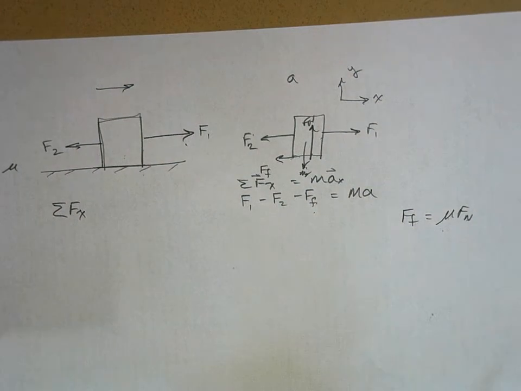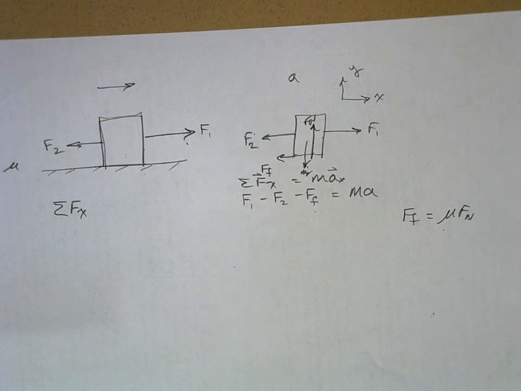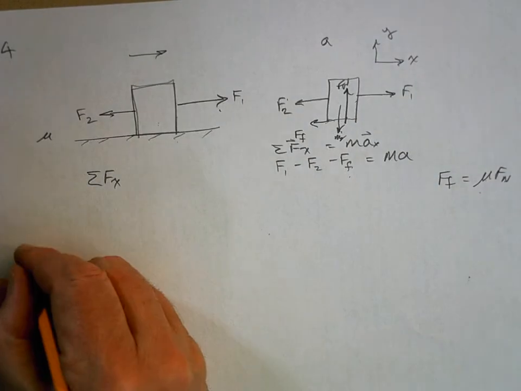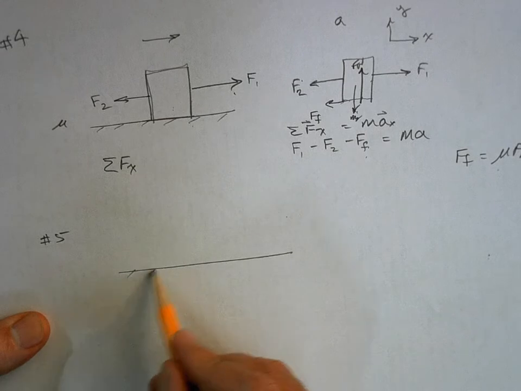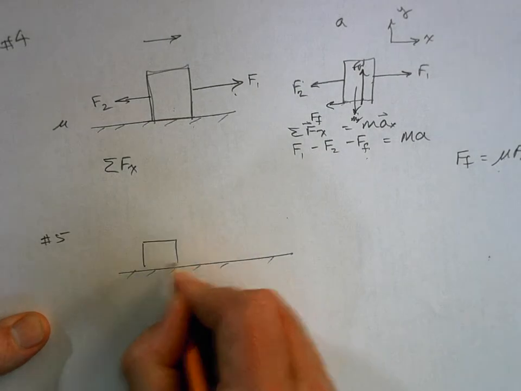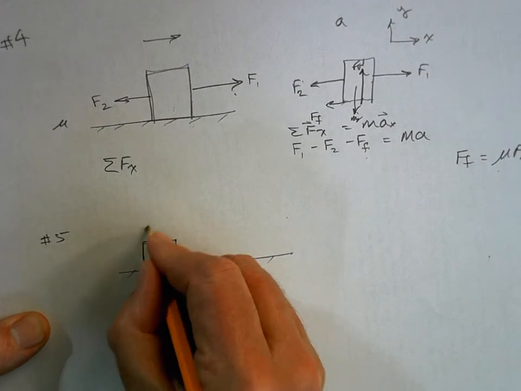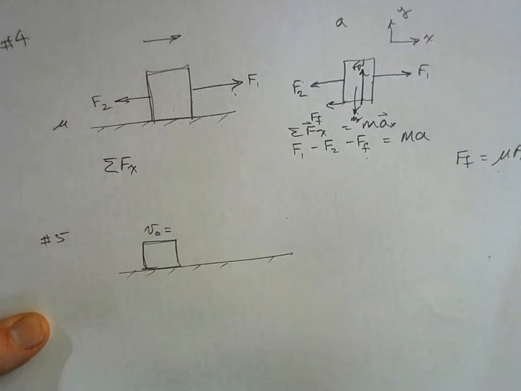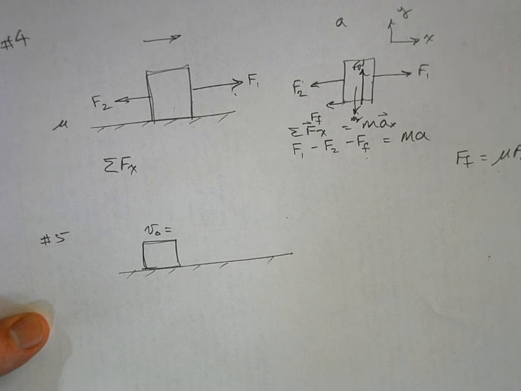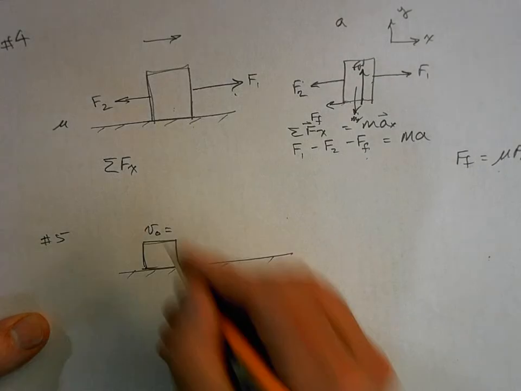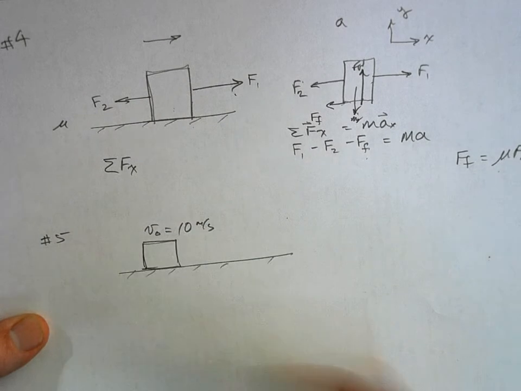All right. Problem number 5. I'm going to give you some hints on problem number 5. Again, a crate. But let's say I give this crate an initial velocity, V naught equals, let's just say 10 meters per second. And it's sliding to a stop. So that means the velocity over here is going to be 0.